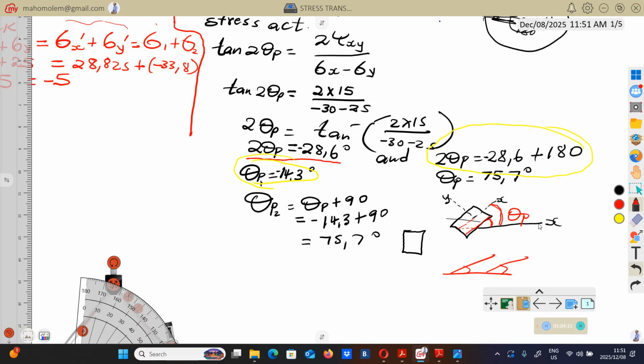So the angle from this x to this is theta p. Then if you want to know the angle from here to this y, to this plane here, it will be theta p plus 90. This angle here is going to be theta p plus this part here plus this angle. This angle here is 90. From here to there is 90. Therefore, the total angle from here to there is going to be theta p plus 90 degrees.